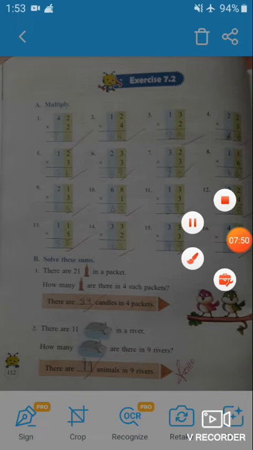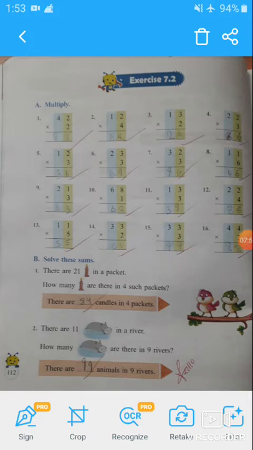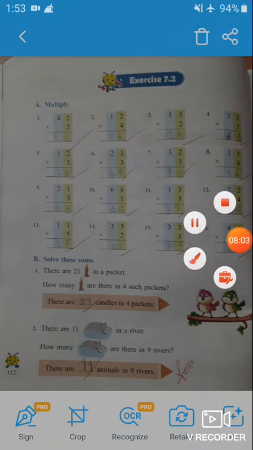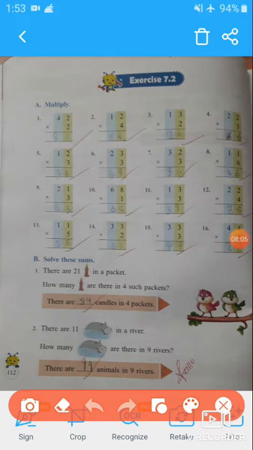Okay. Now in the next ones, you have to do the same process from 2 to 16. And I hope you understood it very well, so you can do it yourself.